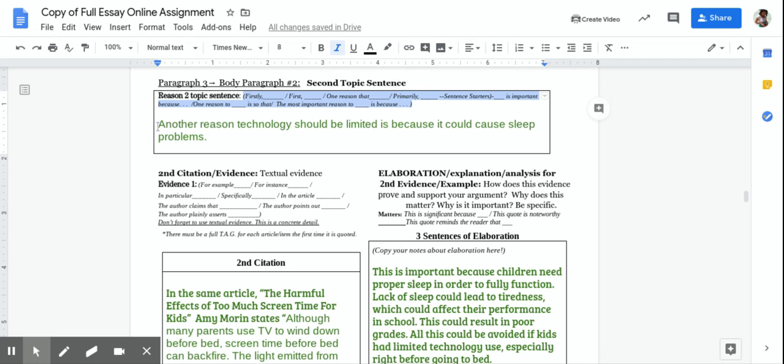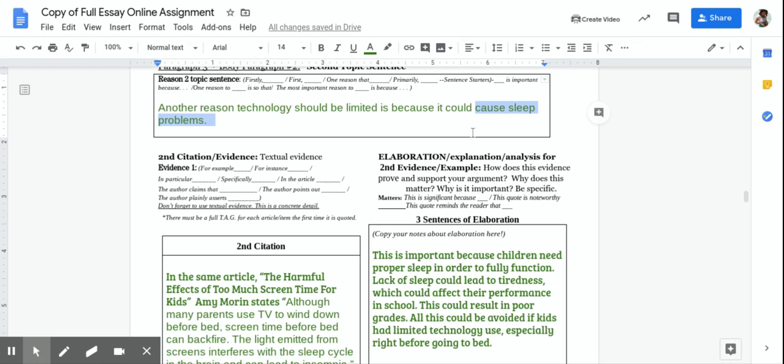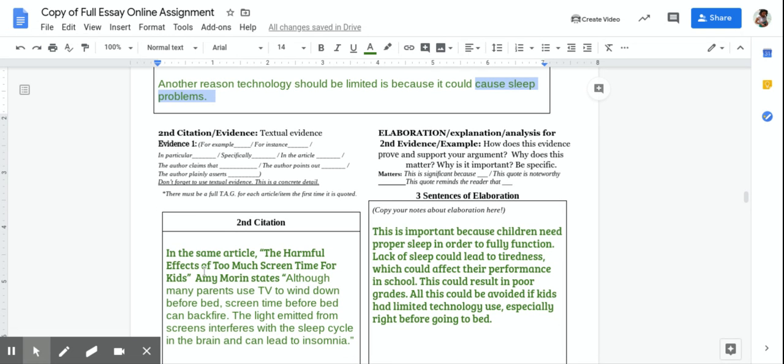So I just went ahead and put another reason, and I wrote, "Another reason technology should be limited is because it could cause sleep problems." That's how I introduced that topic. And the next part is to write the citation. The citation follows the same way: you tag it, you verb it, and you quote it.